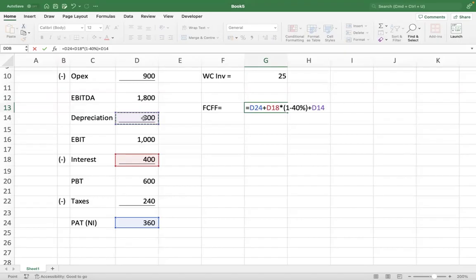The question is, why are we doing I into 1 minus TR? Because there is a saying in English language, you can't have the cake and eat it too.